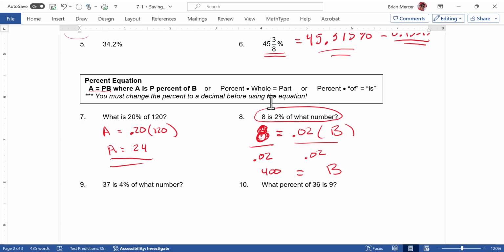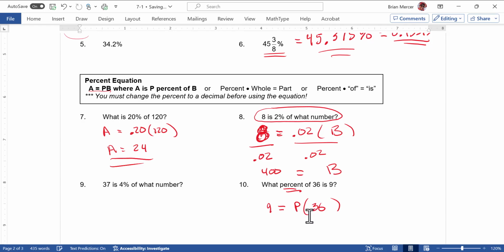Question 9 is similar. I'll do question 10. What percent of 36 is 9? So now the question is, what is the percent? Is 9. So the 9 is the thing that's by itself. So 9 is what percent? So I'll put that as P times what? Percent of 36. So it's P times 36.